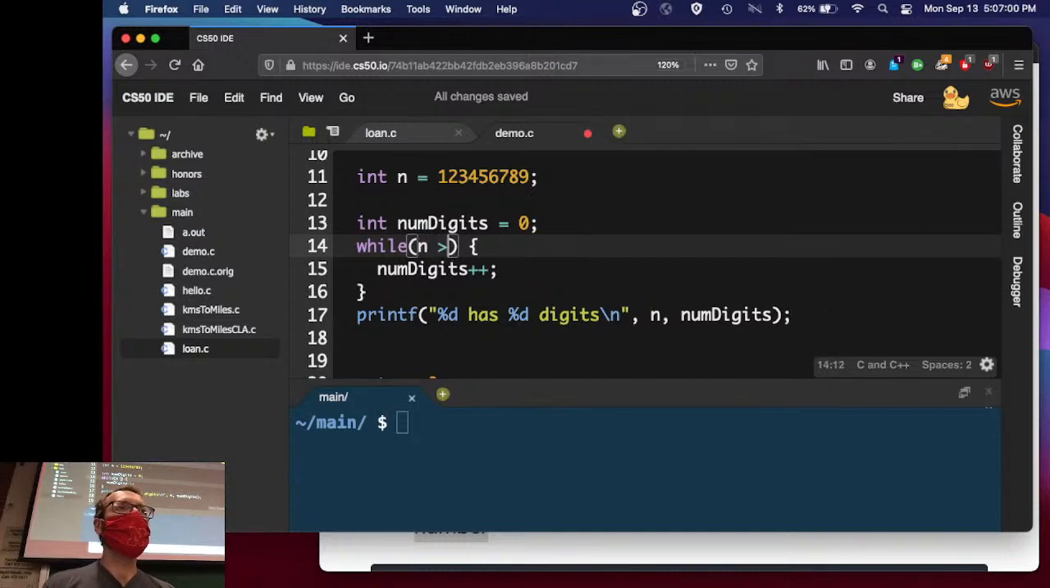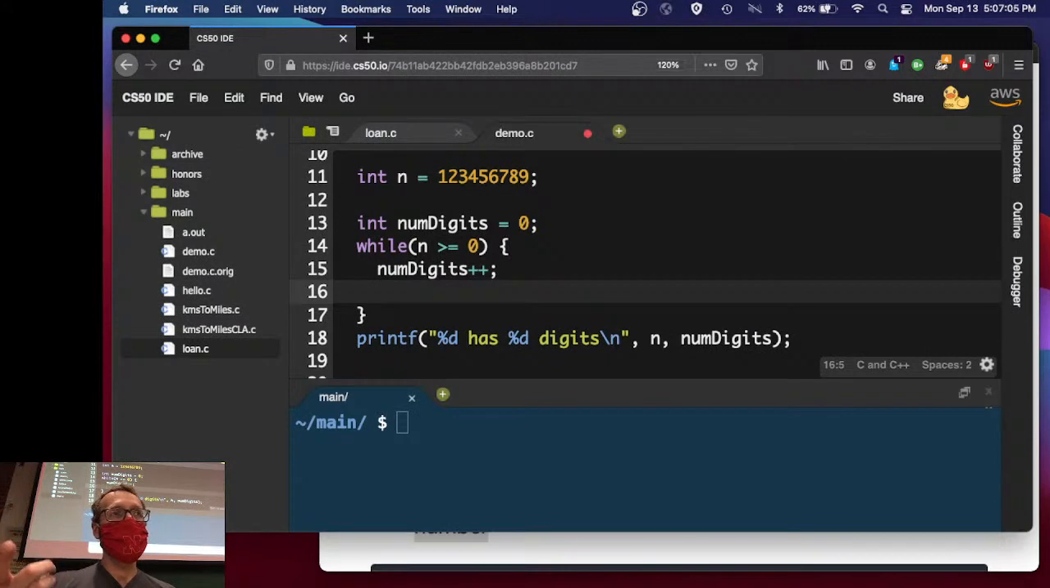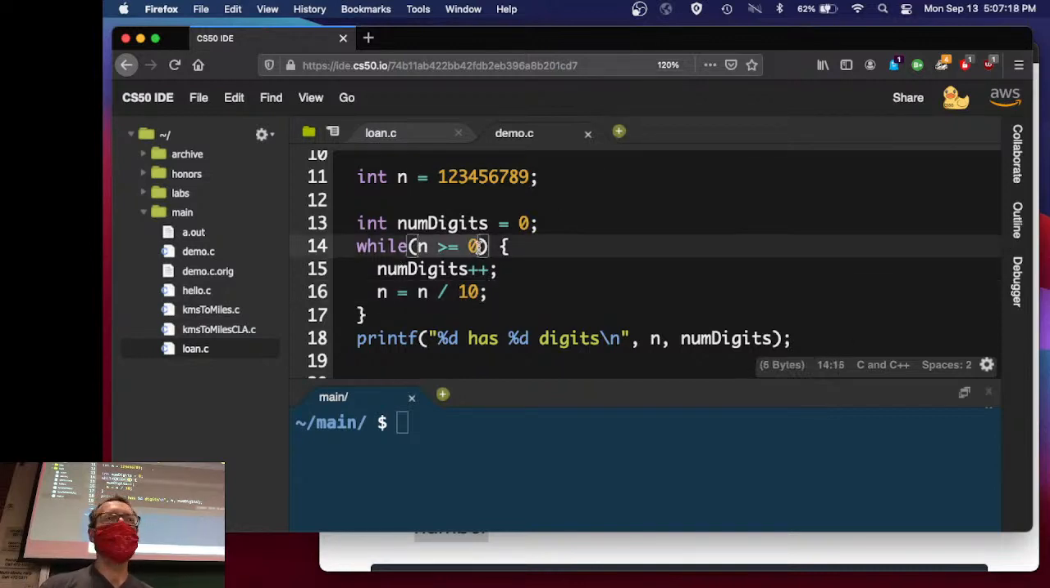While n is greater than or equal to 0, what I'll do is count the digit, and then divide by 10. So n is equal to n divided by 10. So what about equals? This right here. Is this going to give me the answer I want? Well, let's find out. gcc demo. And what should I always do? Always use the Wall flag to tell me if I'm doing anything wrong or suspicious. Right? a.out.